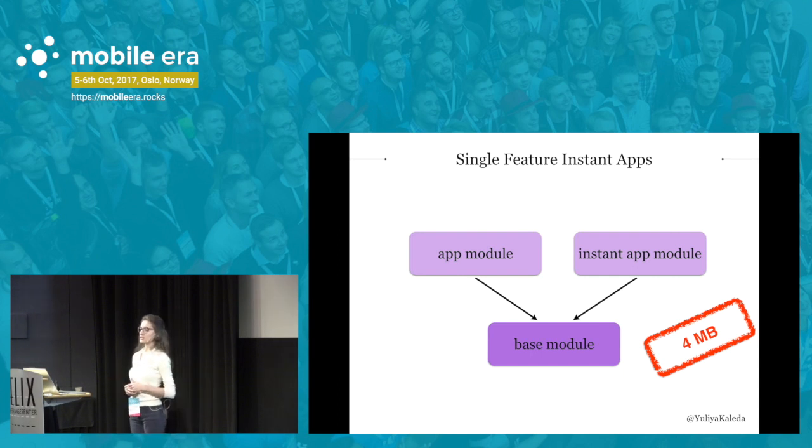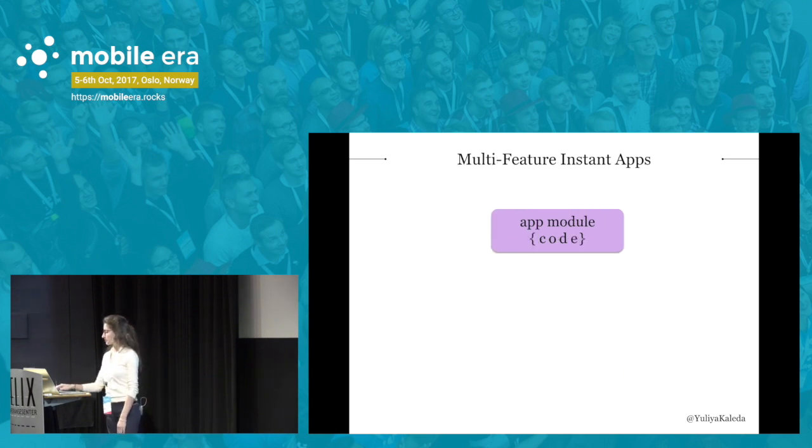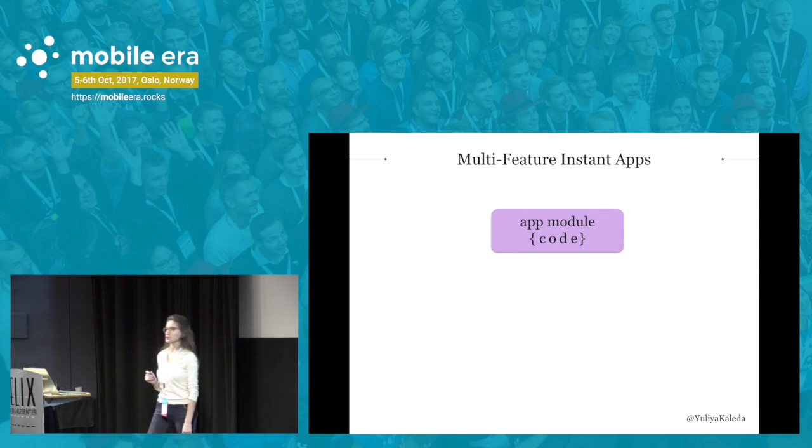So I always try to tell people that a single feature Instant App is not really a scalable option to build Instant Apps. It's a good way to play with Instant Apps, see how they work, and just basically feel them, but not really build an application that you plan to support in the long run. So this is where multi-feature Instant App comes into place.